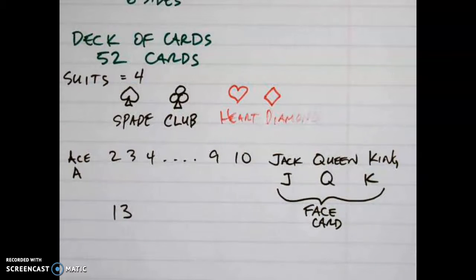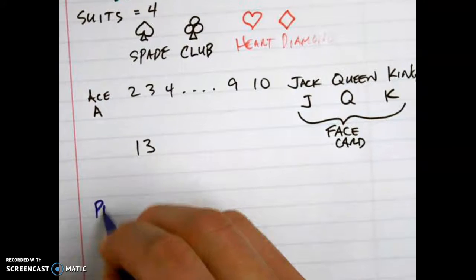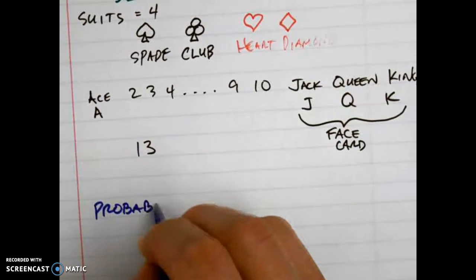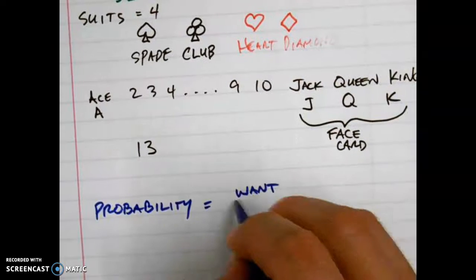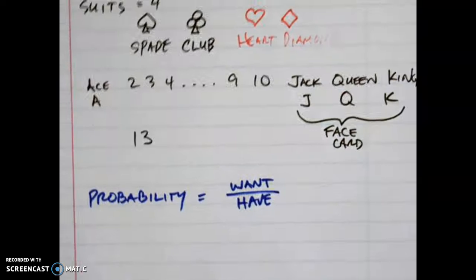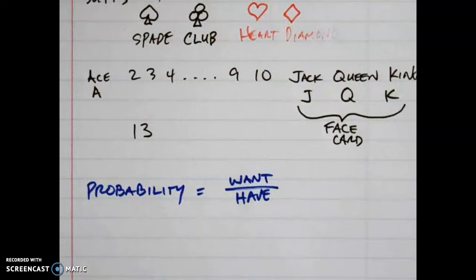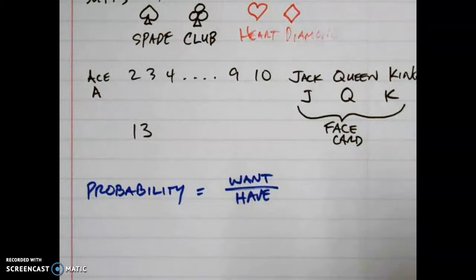All right. Now, let's go into simple probability. The probability is equal to what you want over what you have. So if I want to pick a boy from this classroom, I'll get the number of boys and divide it by the total number of students. Make sense? Okay.